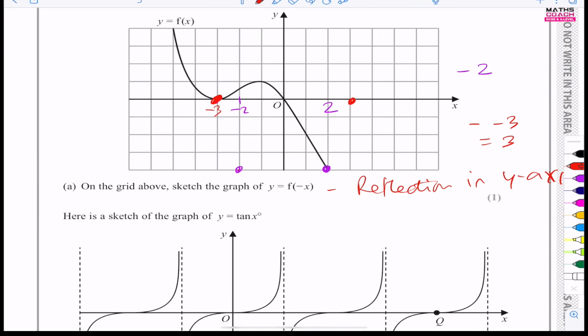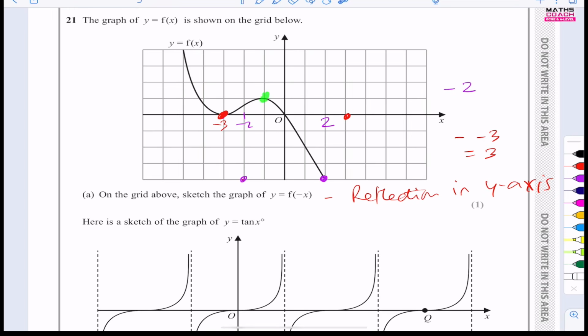Okay. So what ends up happening is you have a reflection in this axis right here. So that's why it's a reflection in the y-axis. This point here is obviously going to end up here as well. And finally, this one is going to be 1, 2, 3, 4, 5 on the other side, right there. So now I'm just going to sketch it. So that's how it looks.